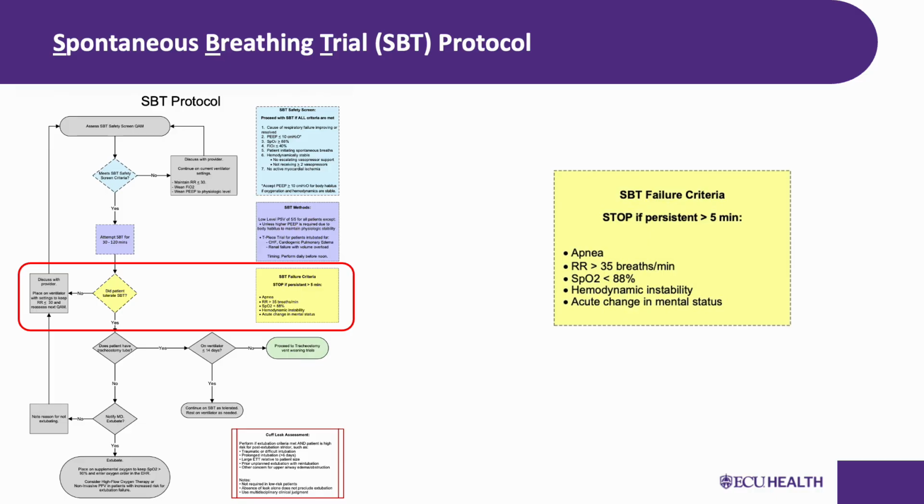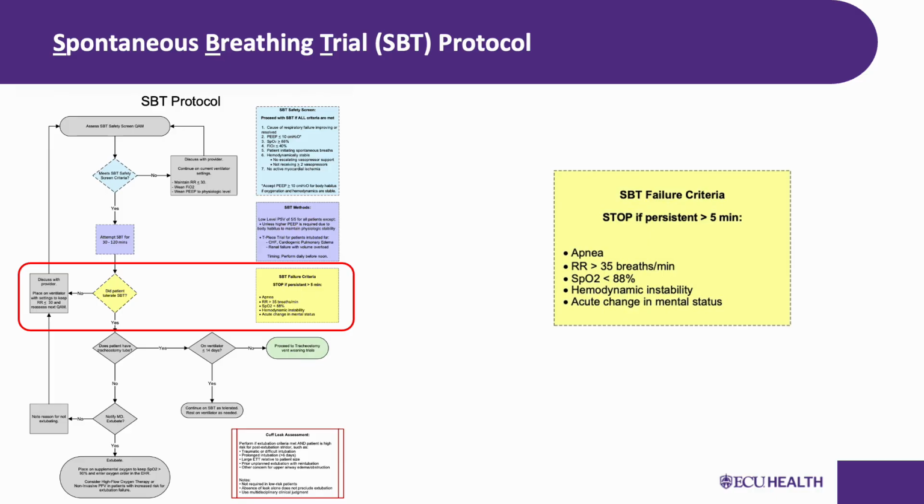For the other criteria, we use a persistent threshold. You will stop the trial if any of the following persists for more than 5 minutes. A respiratory rate greater than 35 breaths per minute, a saturation less than 88%, hemodynamic instability, or an acute change in mental status. The 5-minute qualifier is important. A brief spike in respiratory rate or transient desaturation does not necessarily mean failure. But if it persists beyond 5 minutes, that's telling you the patient cannot sustain independent breathing on their own right now. Let me break each one down.